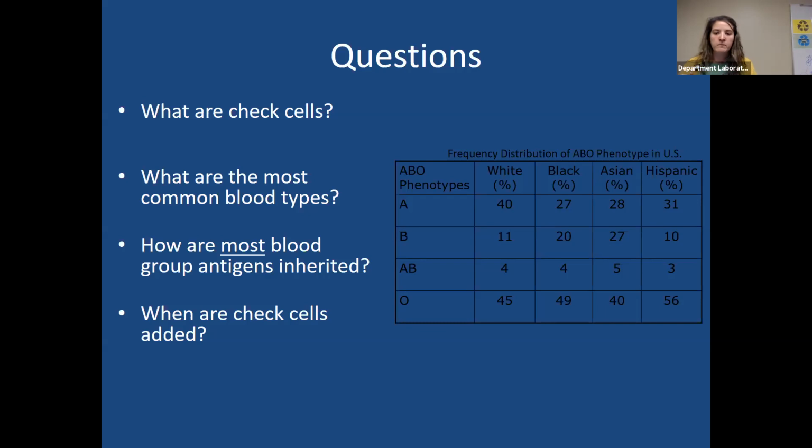What are check cells? They're group O, Rh positive cells, so they have the D antigen coated with anti-D. That's an IgG antibody, so they're IgG coated cells. Remember, we use them to confirm all negative AHG tubes, both macroscopically and microscopically.